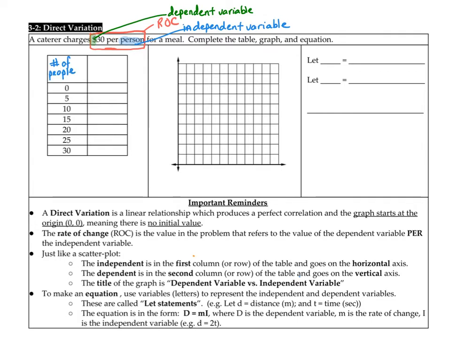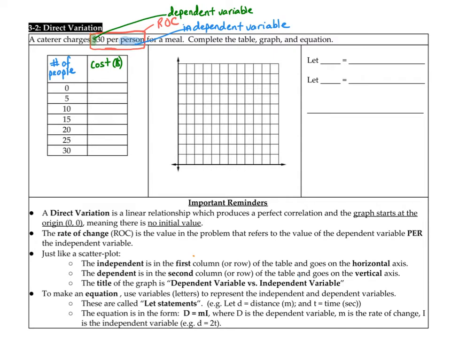You don't just want to write people. You have to include the units. So it would be number of people. And in the second column would be the dependent variable, which would be the cost of the catering service, and the units would be dollars. So that's how you set up your table.